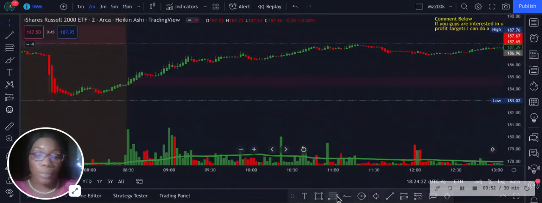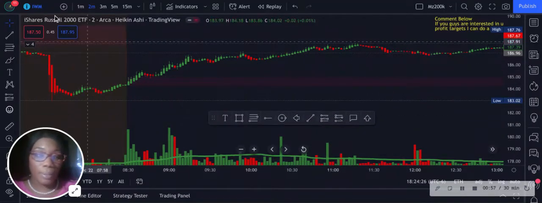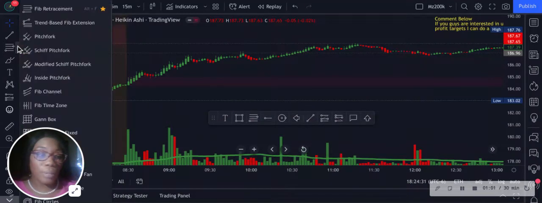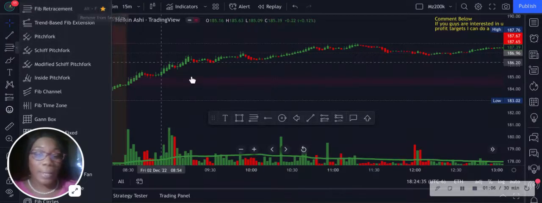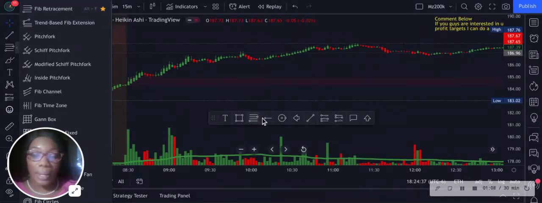So we're going to go to the Fib Retracement. If you haven't set your toolbar up, the Fibonacci is over here, and you will click on the menu until you see the Fib Retracement, and I have a star by it. So now it is on my toolbar.